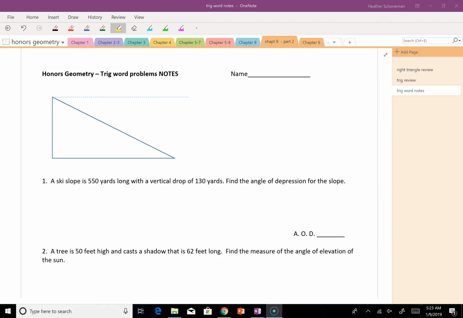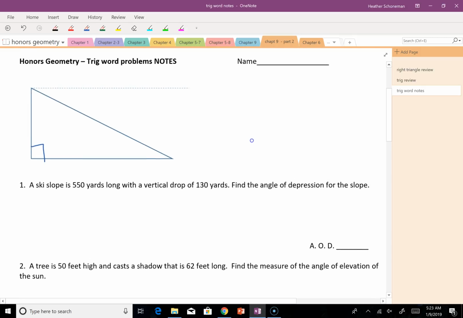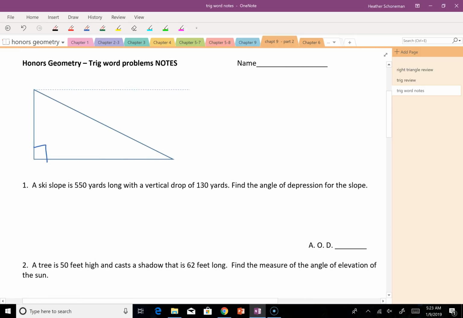Okay, this is part 2 of your notes for today. This is about trig word problems. And these trig word problems, when we draw the picture, we're always going to have a right triangle. Now, not all, but a good portion of these problems are going to use two phrases that you need to know what they mean. The first one is angle of elevation.